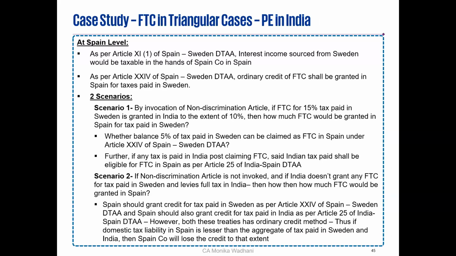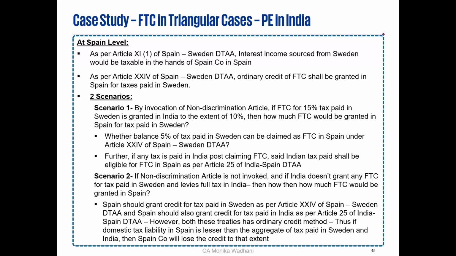And we also saw that as per Article 11, sub-article 2 of the same treaty, a secondary right on interest income is also given to the source state, which is Sweden in this case, and Sweden has deducted TDS at 15%. And therefore, the question is that if it is taxable in the Spain company because it is the country of residence, what will be the foreign tax credit eligible in the hands of the Spain company? So there could be two scenarios over here.